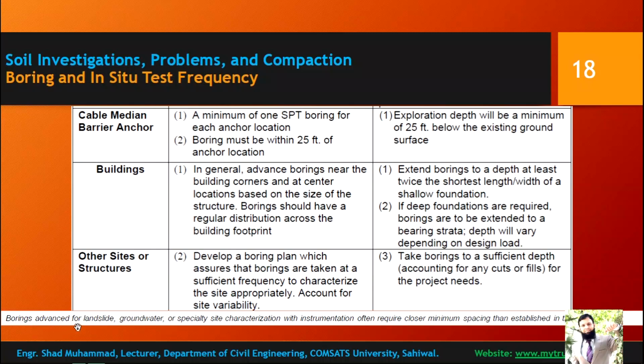Borings advanced for landslides, groundwater, and specialty site characterization with instrumentation often require closer minimum spacing than established in the table. So if you require some specialized characteristics and a specialized structure is going to be constructed, or the area is specialized or specific, then the number of borings will be greater, and the spacing will be quite closer.